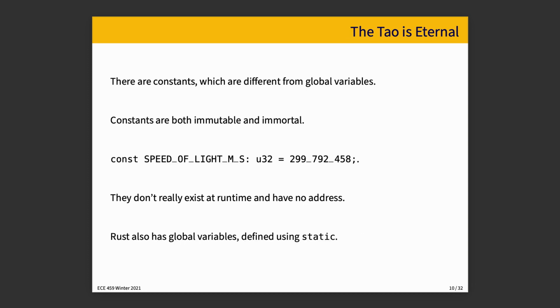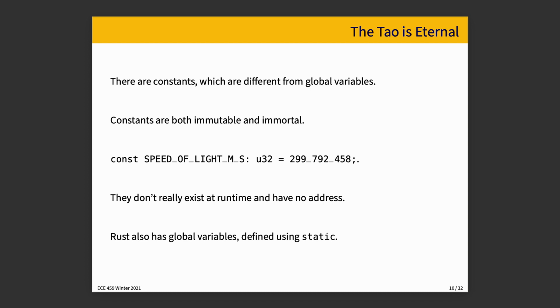Then there are constants, and constants are not quite the same thing as global variables. Constants are immutable and immortal. That is, they never change, and they are valid throughout the entire lifetime of your program. So if you want to define the speed of light in meters per second as a 32-bit integer, const is the keyword, then speed of light in meters per second is equal to 299,792,458, something like that.